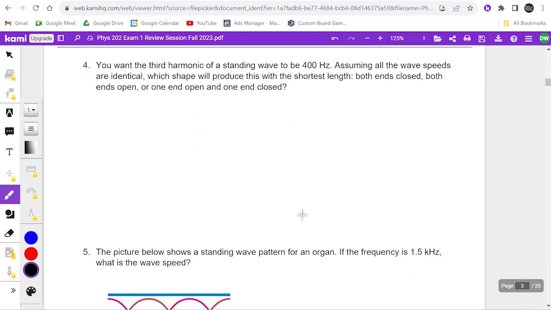You want the third harmonic of a standing wave to be 400 hertz. Assuming all the wave speeds are identical, which shape will produce this with the shortest length? Both ends closed, both ends open, or one end open and one end closed? Great question, a real good conceptual question.